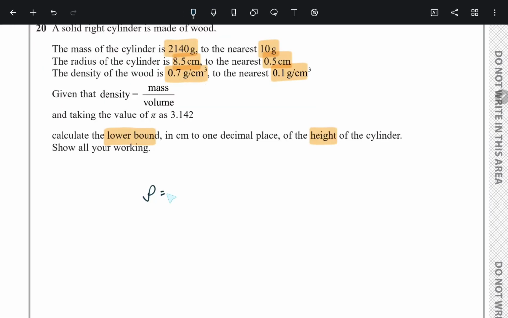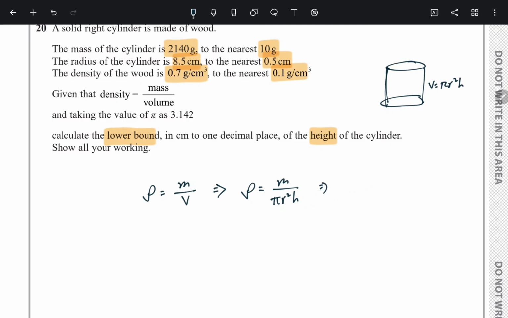So density is equal to mass by the volume. And we have a right cylinder. So for a cylinder, the volume is pi r squared h. All right. So that's going to be density equals mass by pi r squared h. We want to find the value of h. So h is going to be mass divided by pi r squared, the density.